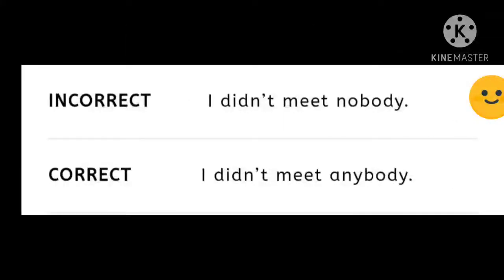I don't meet nobody, or I did not meet nobody. Didn't itself conveys negative meaning. Nobody also conveys negative meaning. There should not be two negatives in a sentence. Okay, that leads to ambiguity. So let's remove one negative, and we can do the correction in two ways. I didn't meet anybody. Use anybody instead of nobody, or even you can say I met nobody.